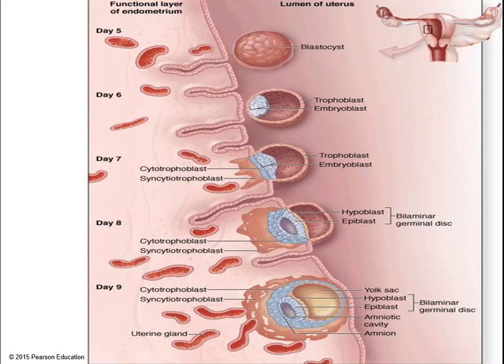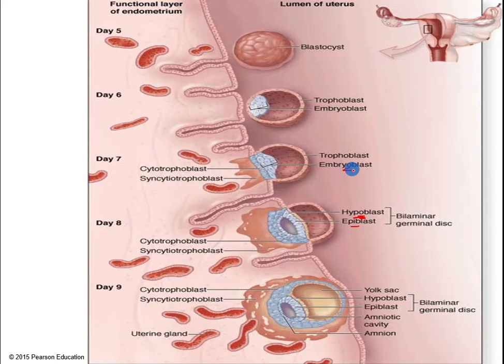Now, remember that inner cell mass that we talked about, this embryoblast? Well, it will begin to differentiate. So the embryoblast will differentiate into a two-layered embryonic disc. This embryonic disc is also called the bilaminar germ disc. But the two layers that I'm referring to are the epiblast and the hypoblast.